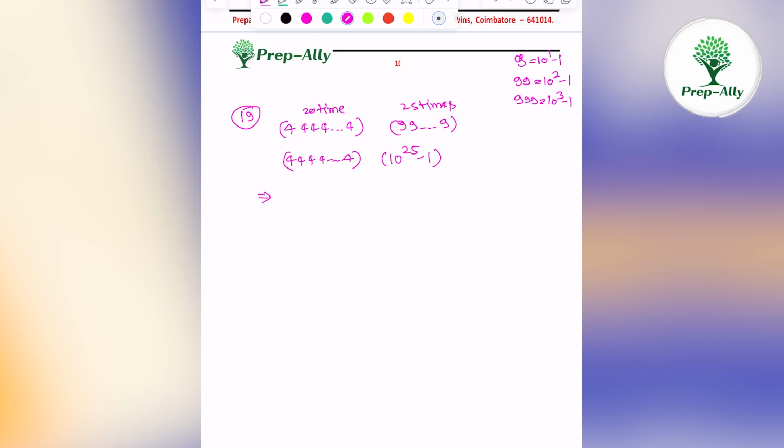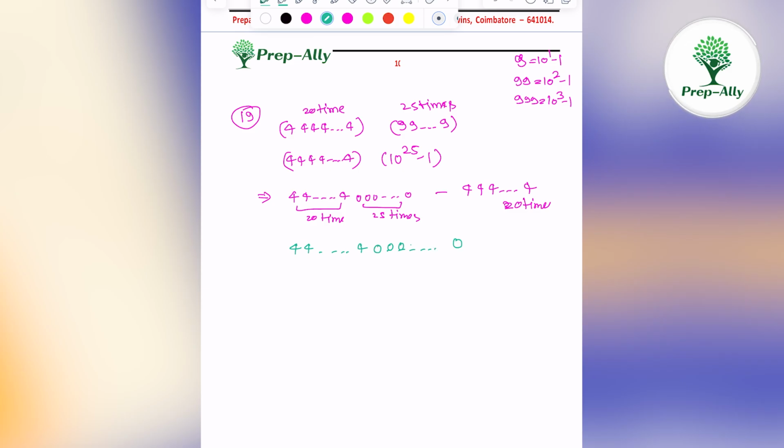Again, if I multiply this, we get 444, which is 20 times, then 0, which is 25 times, minus 444 20 times, because if we multiply we get this. Now we have to subtract this, so I write it this way: 444 and again 0 0 0.